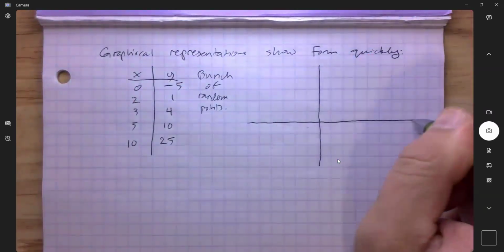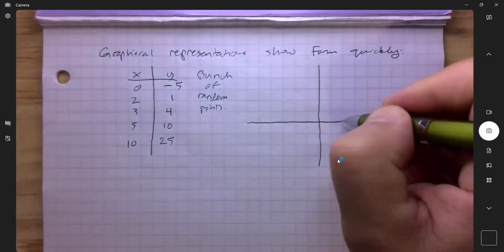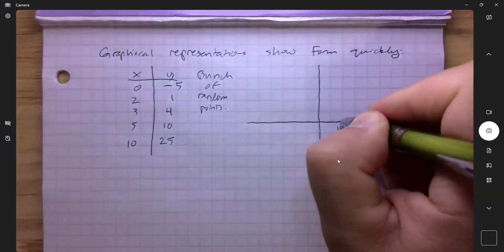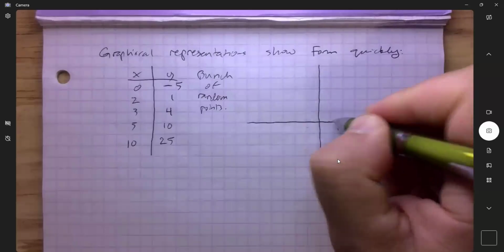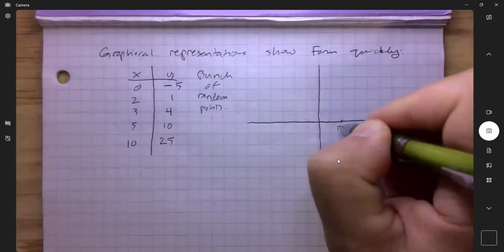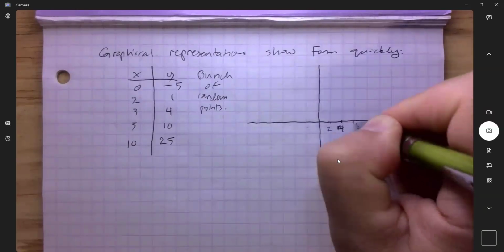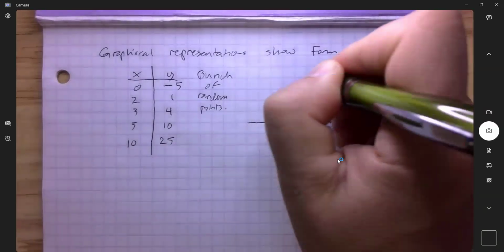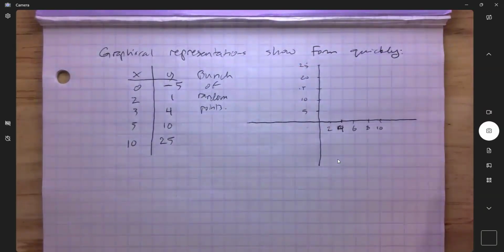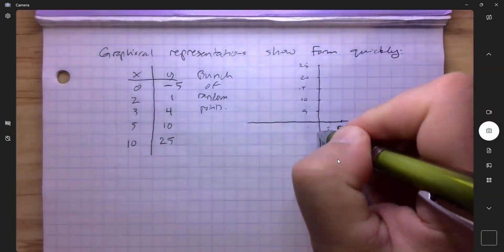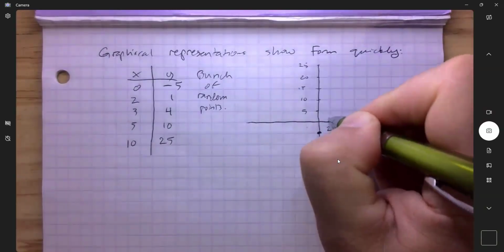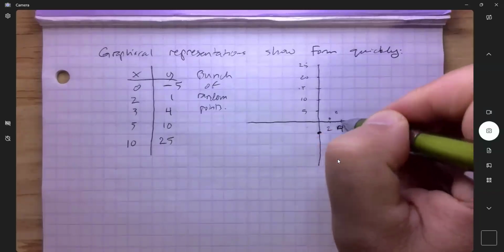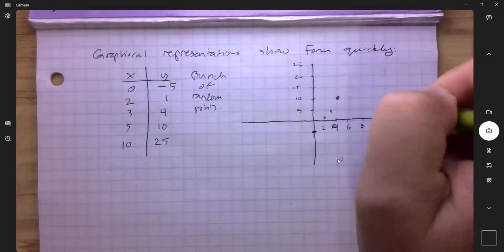I'm not going to be to scale here perfectly, but let's see. I'm going to make this 2, 4, 6, 8, and 10. And I'm going to make this 5, 10, 15, 20, 25, like that. So when x is 0, y is -5. When x is 2, y is 1. When x is 3, y is 4. When x is 5, y is 10. And when x is 10, y is 25.